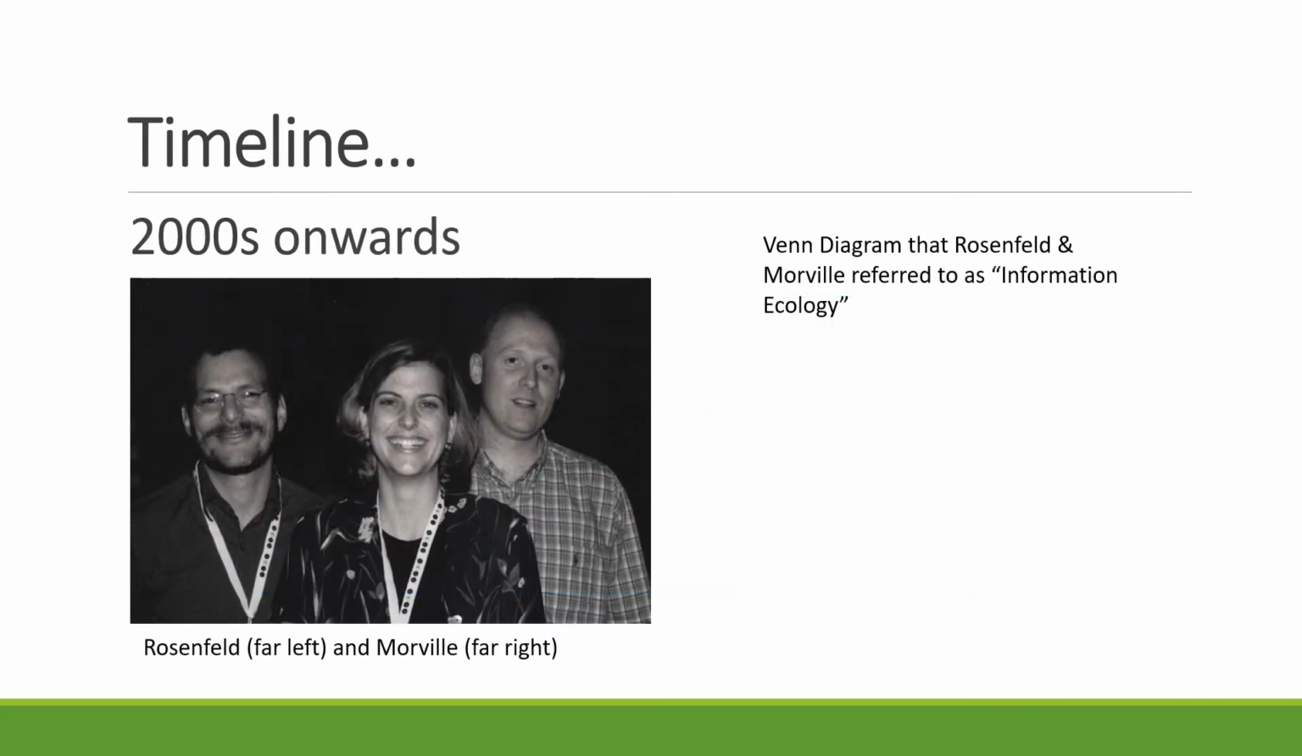Rosenfeld and Morville looked at how information is categorized and structured on the internet. They focused on systems such as labeling, or how you represent information, navigation, how users browse information, and search systems, how users look for information. In order to create these systems of information, you need to understand the interdependent nature of users, content and context. Rosenfeld and Morville referred to this as the information ecology and visualized it as a Venn diagram.